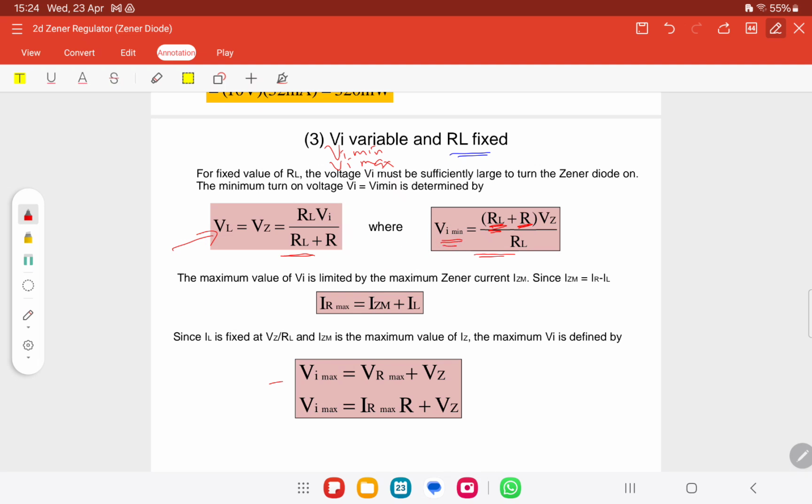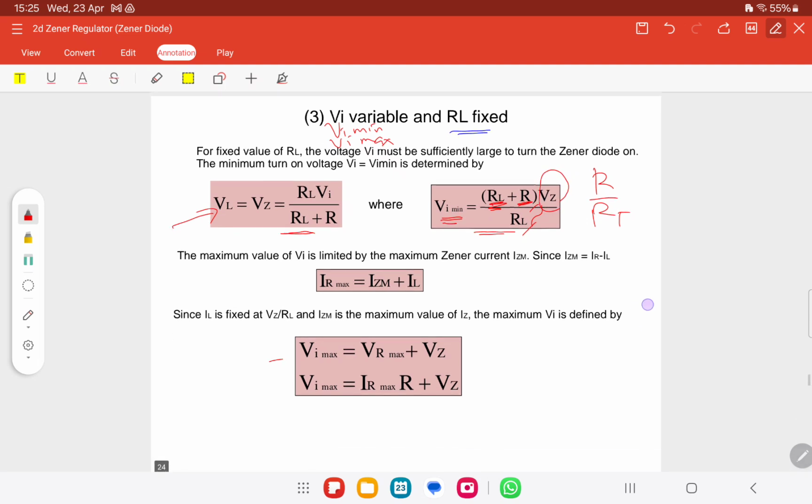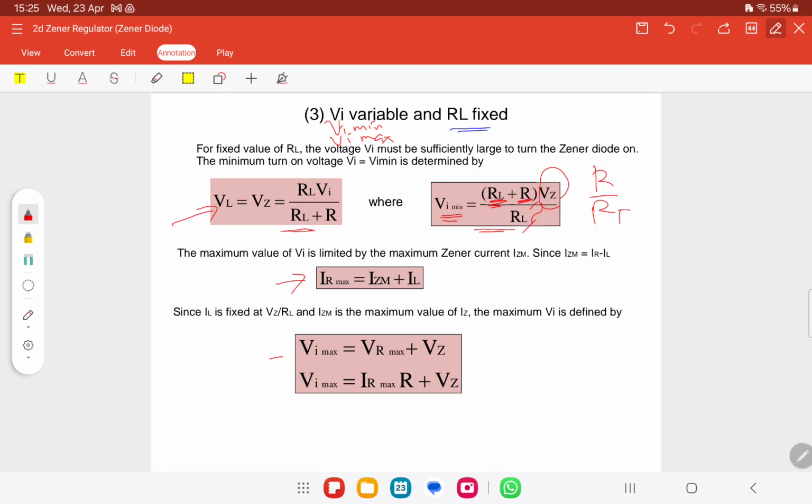This one is inverted from the voltage divider. For the voltage divider it is R over R total, so this one is inverted. Okay, so multiply with VZ. VZ is given in the value. Okay, so this is IR.